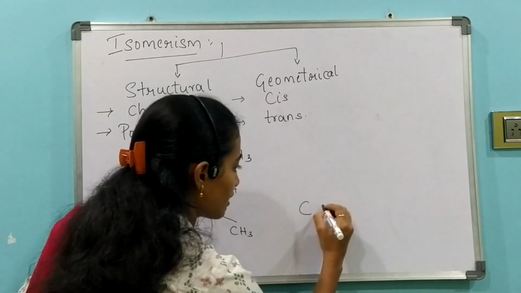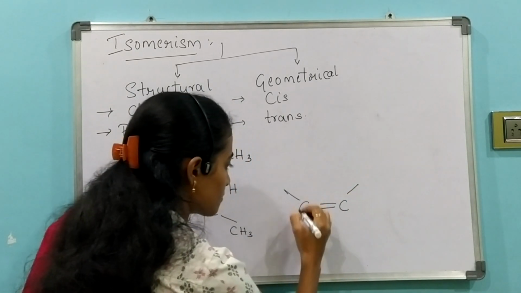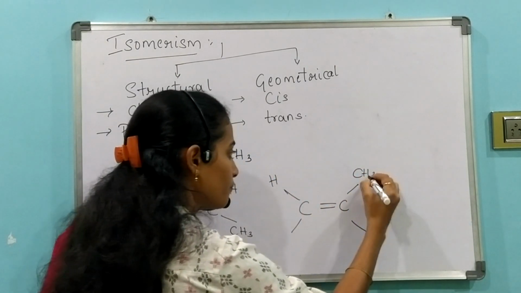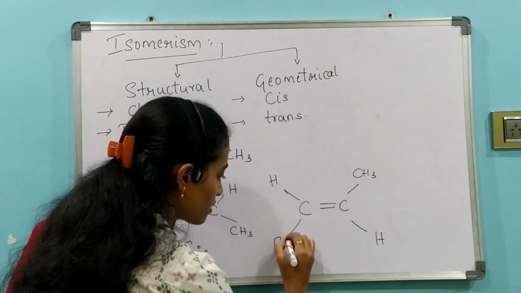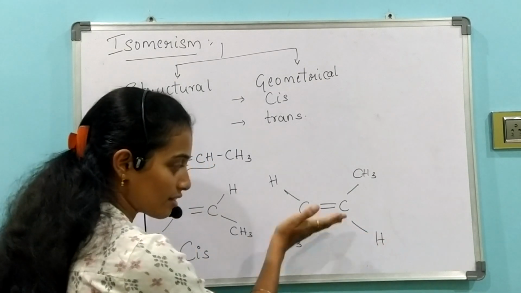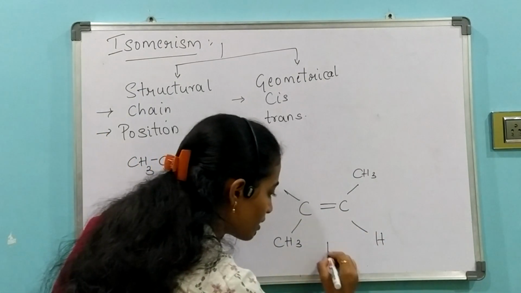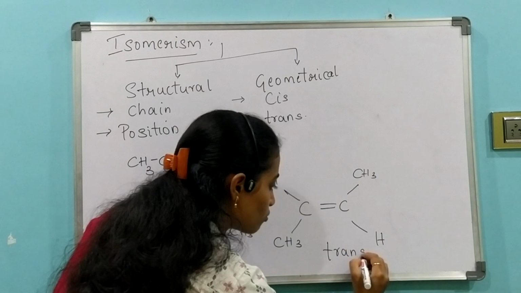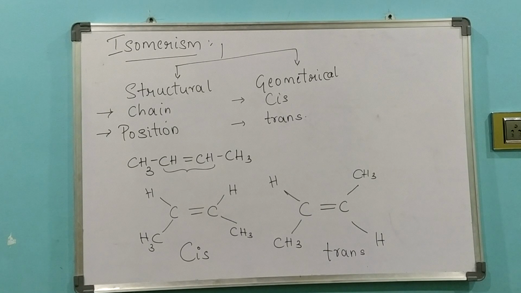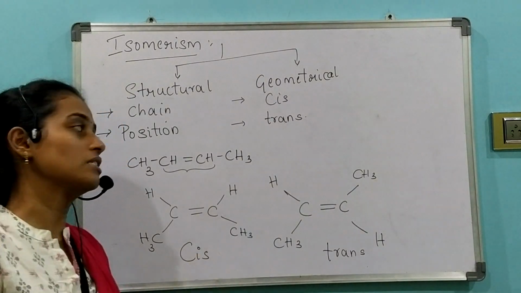If not, arrange it like this. Take one hydrogen above and one CH3 above. Take one hydrogen below and one CH3 below. Where you have different atoms on the same side, you call this arrangement trans isomers. Different spatial arrangement of the atoms or groups across the carbon-carbon double bond, you call geometrical isomers. And here we have two types of geometrical isomers, that is cis and trans.